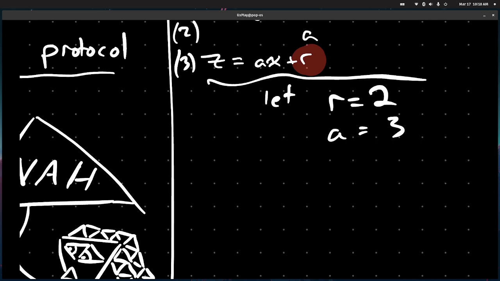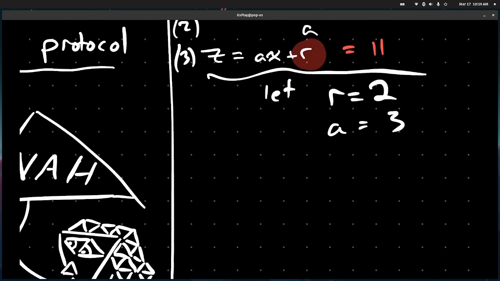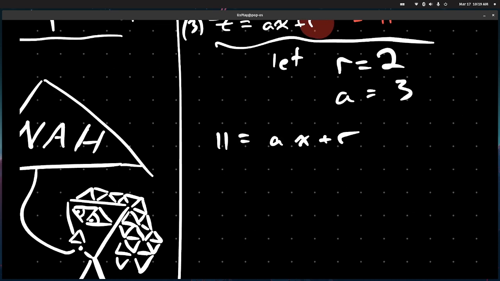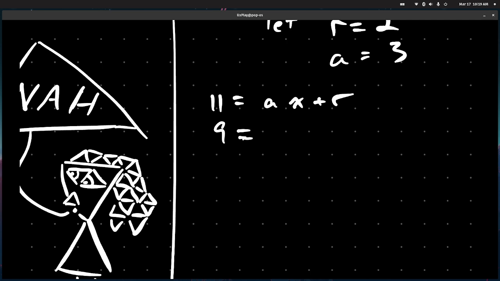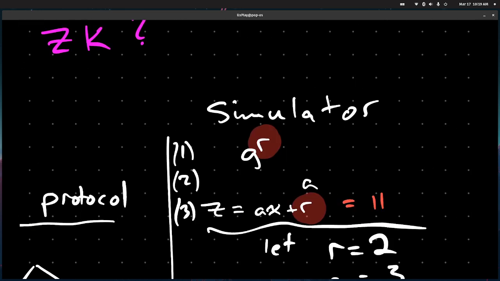Then we try to work backwards and come up with a valid value for x that would convince anyone else. The only thing our simulator is bound to is that it needs to obey that z looks correct at the end. So maybe z, for our example, is, shall we say, 11. We work backwards to solve for x. The simulator has decided that r is equal to 2, so 11 equals ax plus r, but r was 2, so 9 is equal to 3 times x, so x is equal to 3.